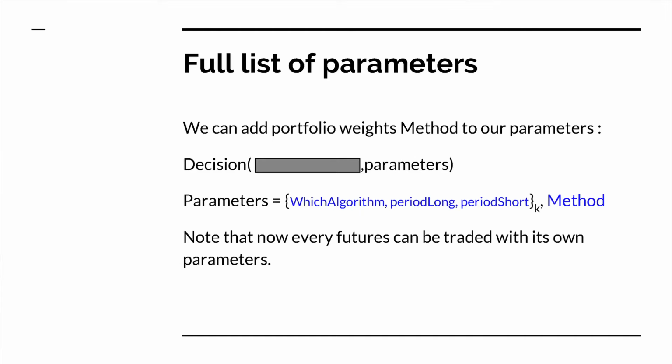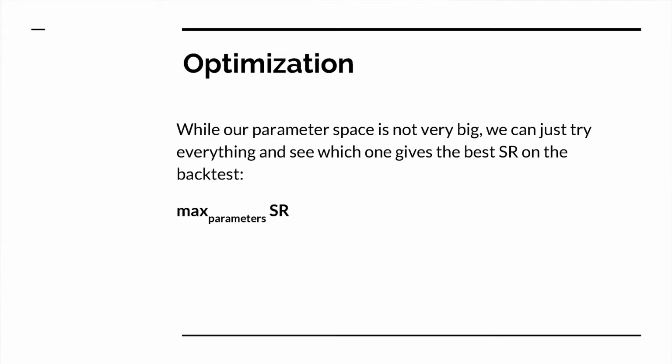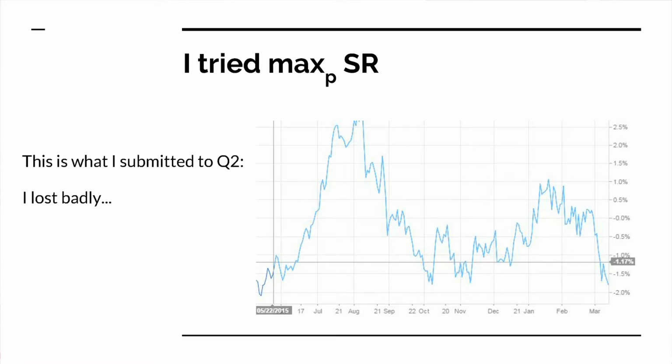After that, the naive thing that you would do is just see, if our parameter space for those two algorithms is not very big actually, we can just try everything. And we can check which one gives the best Sharpe ratio. And I thought that if the parameter space is not too big, we probably won't overfit. All right. So I did that. I found the parameters and I submitted them.